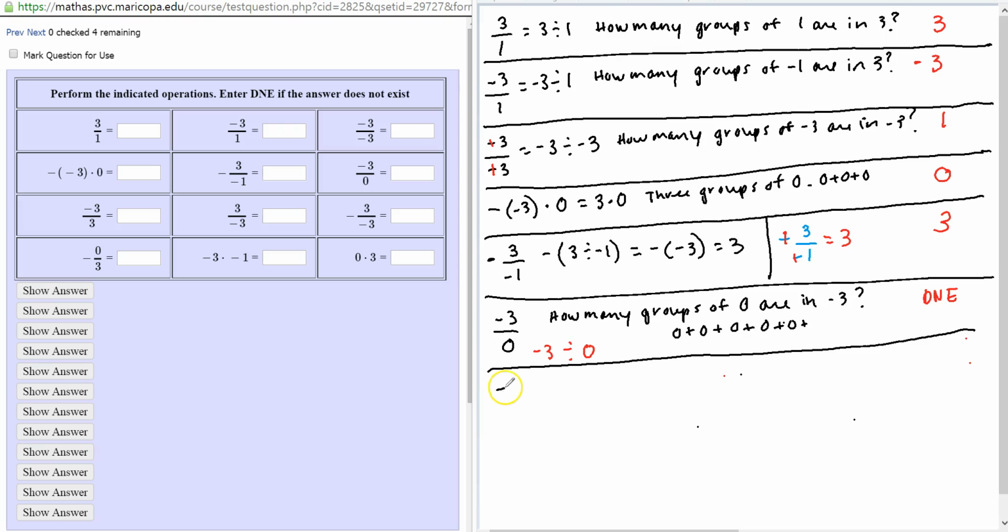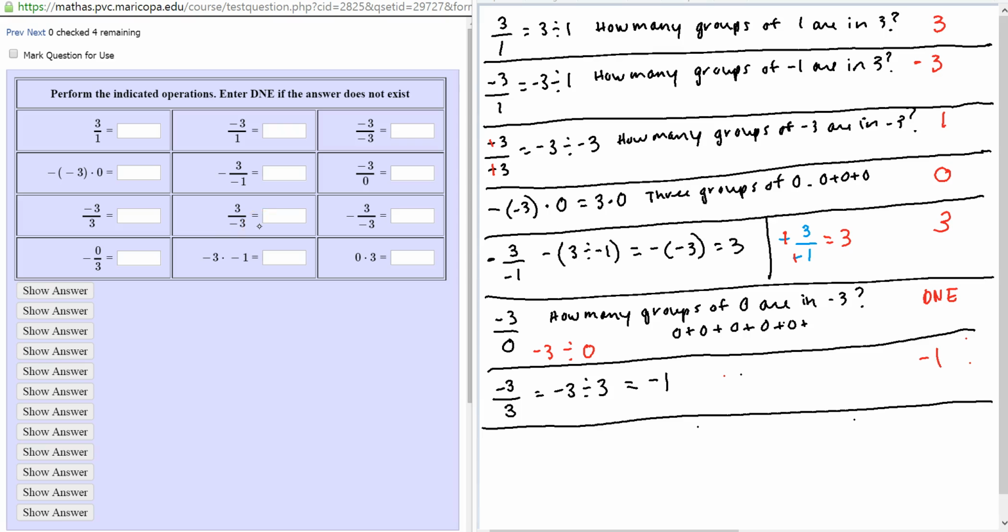We have negative 3 over 3, or equivalently, negative 3 divided by 3. So we can think how many groups of 3 are in negative 3. Or we can use some of our integer rules and divide their absolute values. 3 divided by 3 is 1. We have one negative number and one positive, so the result is negative, and our answer here is negative 1. So a number divided by its opposite is negative 1.